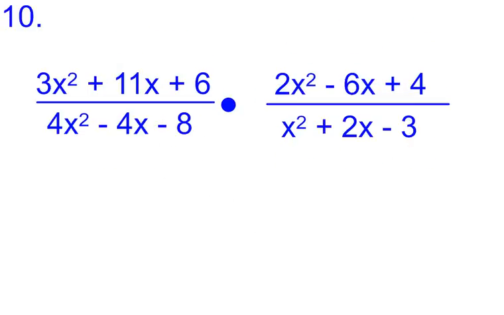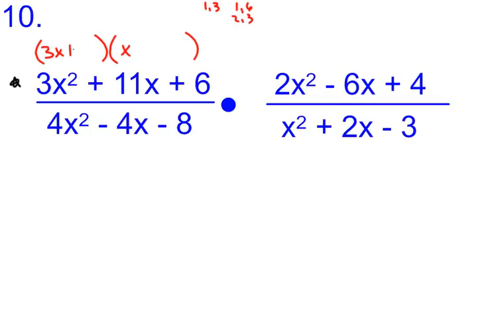So number 10, you can see that we have a little bit more work when we're factoring on these. Our first one here, we have a coefficient in front of that x squared, which is a 3. First of all, we always look and see if there's a greatest common factor, which there isn't in this one. I'm looking at my numerator here. So I'm going to try to factor: factors of 3x squared would be 3x and x. And then I'm going to try and find factors of 6 that could make it equal 11. So I'm looking at 1 and 3, and then 1 and 6, 2 and 3.